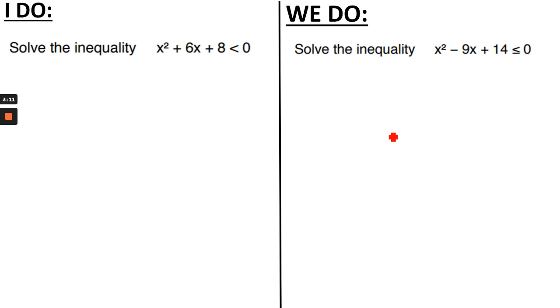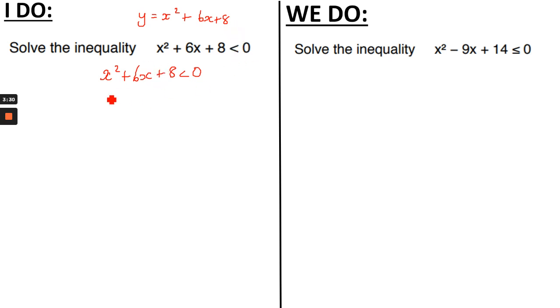Okay, now quadratic inequalities are not as easy as if it was just an equal sign. So you can see the inequality there. So what we've got, x squared plus 6x plus 8 is less than 0. Now what we've got is effectively the equation y equals x squared plus 6x plus 8. I need all the answers less than 0.